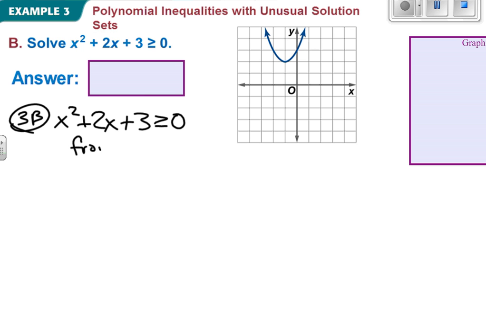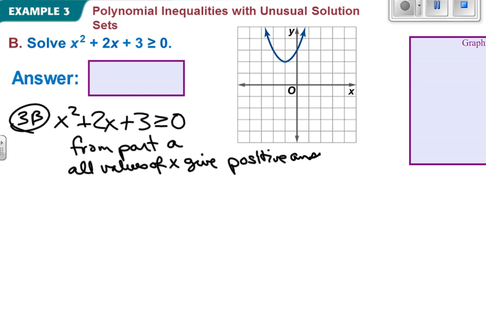And so from part A, and I'm writing a little more than sometimes just so that it's on my notes. From part A, all values of x give a positive answer. So our solution here is negative infinity to infinity.